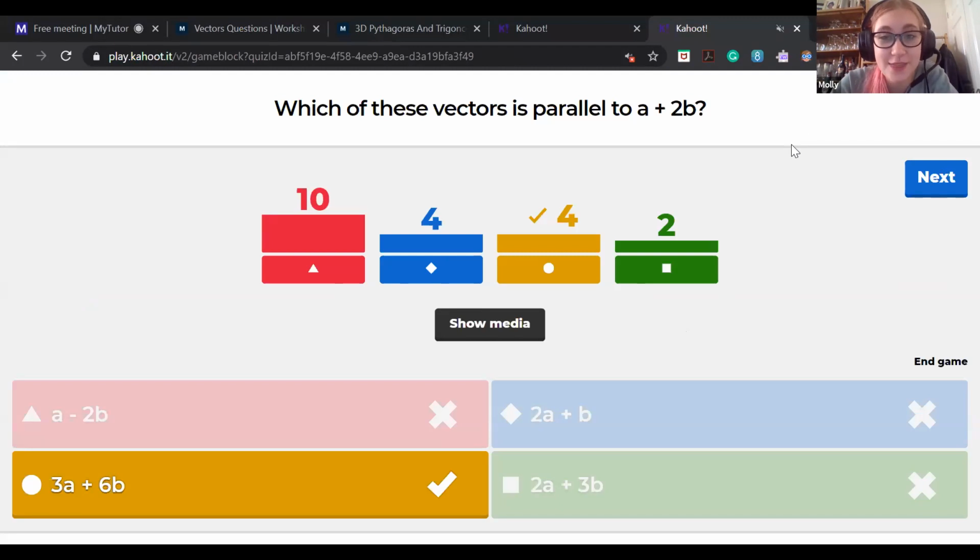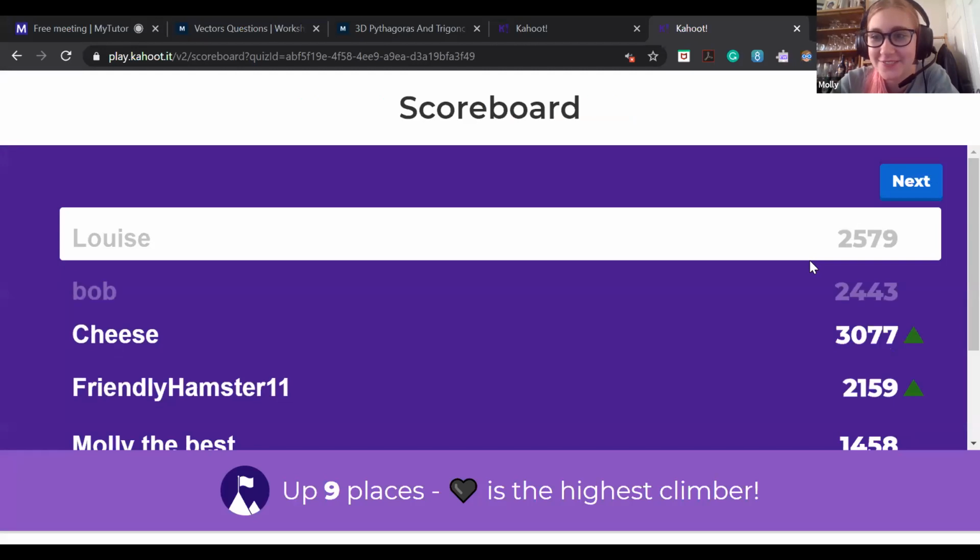Okay, a lot of confusion with that one, but well done to the 4 people who did get it. Might have been a lucky guess, but well done anyway. We'll learn why that is the answer at the end of the lesson. Well, by the end of the lesson.